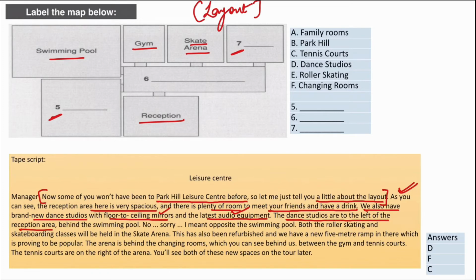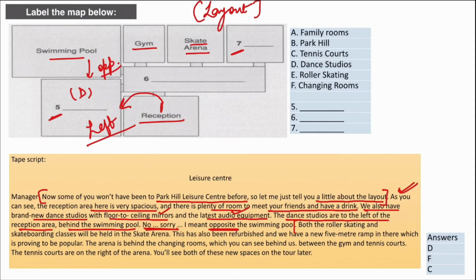Now in the next sentence he mentioned that dance studios are to the left of the reception area. It is clear that the reception area is here and the dance studio is on the left side. That means the dance studio answer is 5th. So here we can mark D. Then for more clarification, he said it is behind the swimming pool. Then he corrected it by saying it's not behind the swimming pool, it is opposite to the swimming pool. So opposite to the swimming pool, it is D, and it is very much clear.